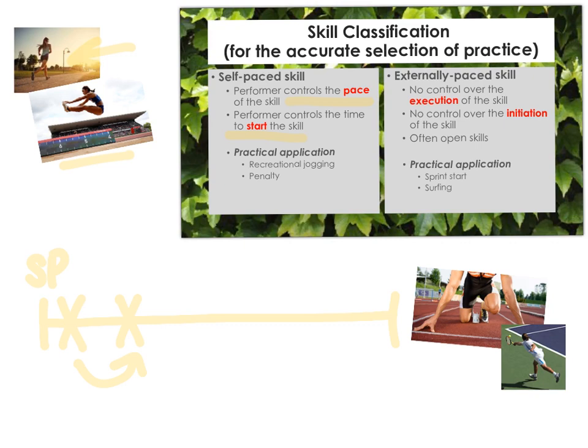The externally paced would be a good example is the sprint start, so they have no control over the initiation. That is all down to the gun, so you would certainly argue it's up to the externally paced. In terms of the execution of the skill, they've got to go as fast as they can. They're dictated to by other runners. So again, you would say this is externally paced. Surfing, as an example, is externally paced because you are dictated to by the waves.